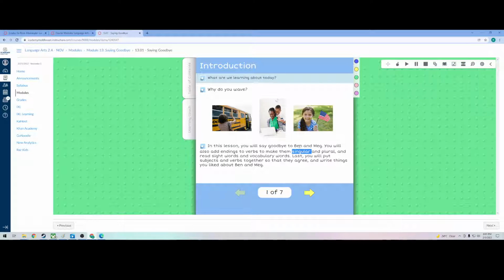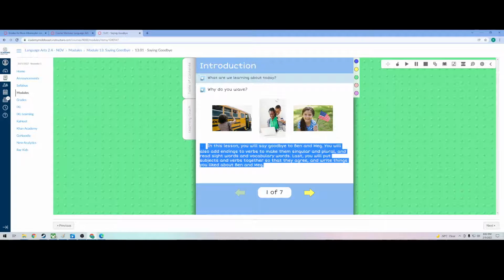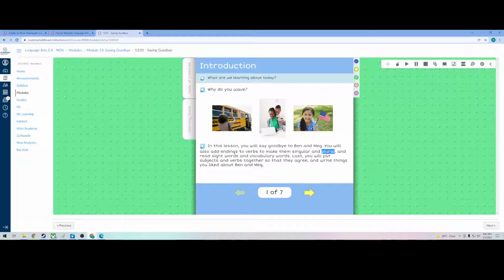Singular means only one. Plural means more than one. Like if I say apple, apple is singular. What is the plural of apple? Apples. Same with, let's say, pen. Pen is singular. Singular means I have only one pen. Plural of pen is pens. Too many pens.